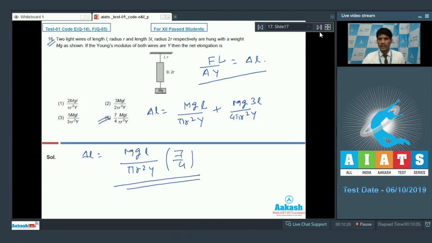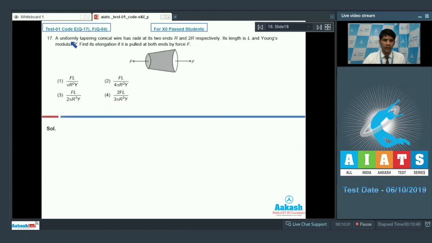Now let's take on question number 17. A uniformly tapering conical wire has radii at its two ends as r and 2r, here it is r and here it is 2r respectively. Its length is L and Young's modulus is Y. Find its elongation if it is pulled at both ends by force F.